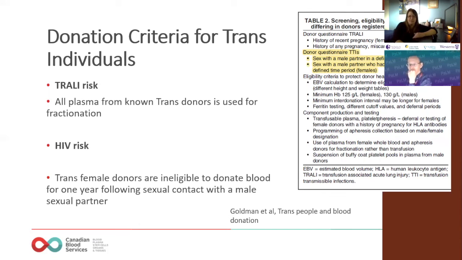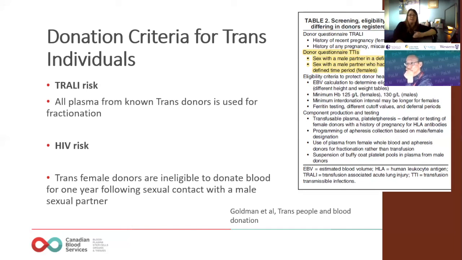If they have had lower genital gender affirming surgery, then they are deferred for 3 months following the date of surgery, and then they are screened by the gender that they identify as. And you can see in this table on the, I think it's the left, that the main screening questions that we ask a male donor are if they've had sex with a man in a given period of time, and for females we ask if they've had a male partner who's had sex with another male partner in a defined period of time.